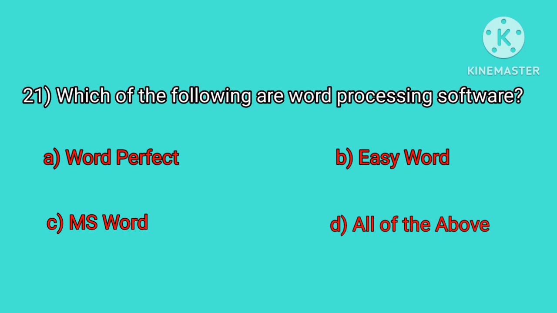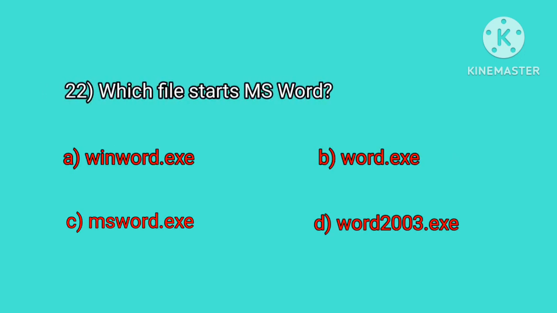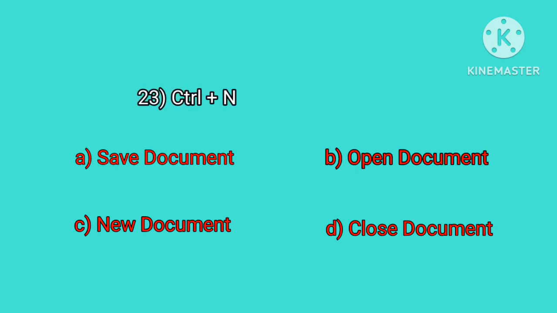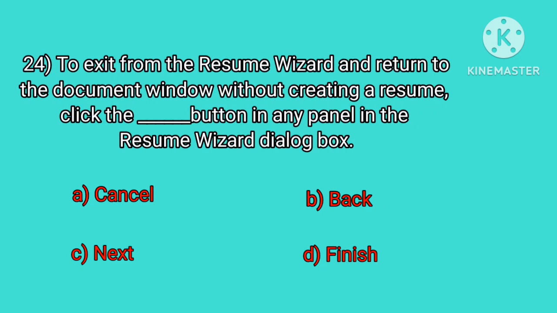Which of the following are word processing software? All of the above. Which file starts MS Word? WinWord.exe. Ctrl plus N is used to create a new document. To exit from the resume wizard and return to the document window without creating a resume, click the cancel button in any panel in the resume wizard dialog box. Click the finish button.